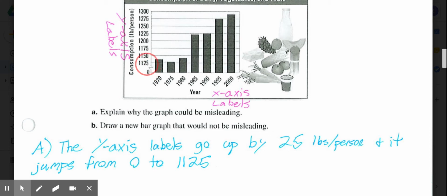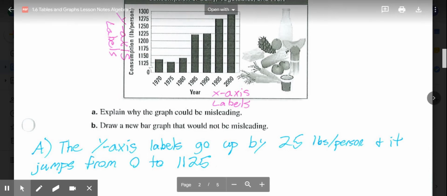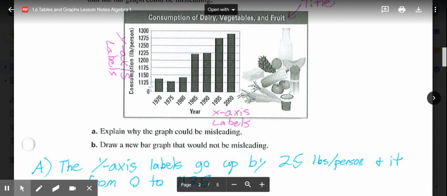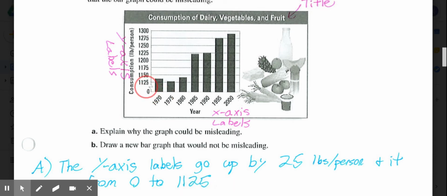When we jump from 0 to a number, it's perfectly okay to do that. But because there's this huge jump and the scale doesn't go by, let's say, hundreds every time or 200s, that makes our graph misleading. So even though once we started at 1125, we went up by 25s, what makes it misleading is this jump from 0 to 1125.